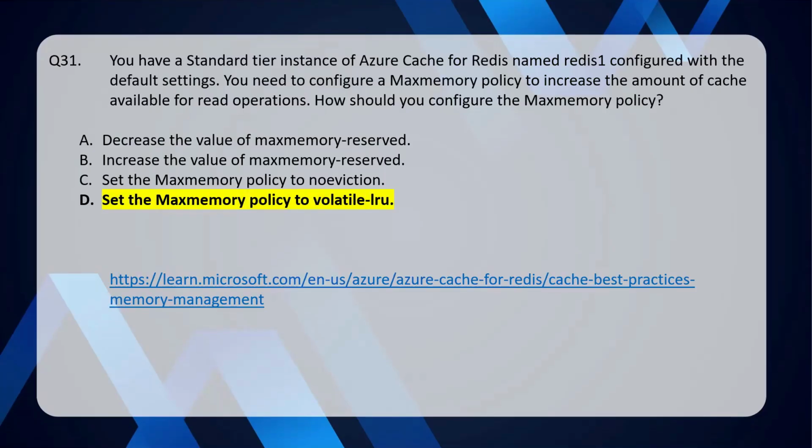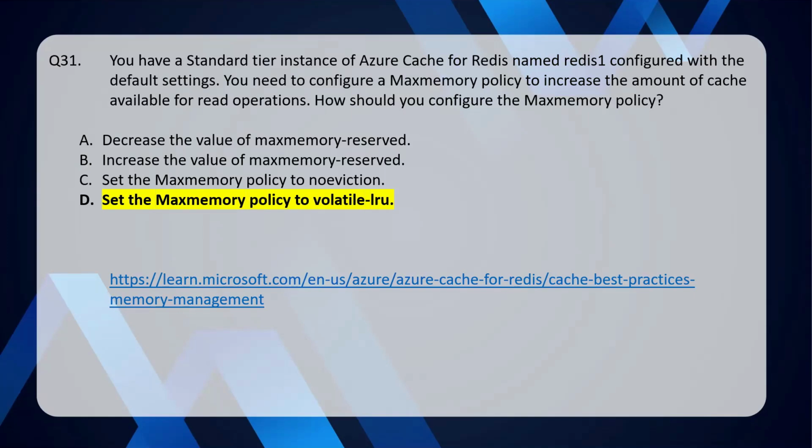The max memory policy in Azure Cache for Redis controls how keys are evicted when the Redis cache reaches its memory limit. Volatile LRU evicts the least recently used keys that have an expiration set, meaning this policy preserves frequently accessed keys, improving cache effectiveness for read-heavy operations.